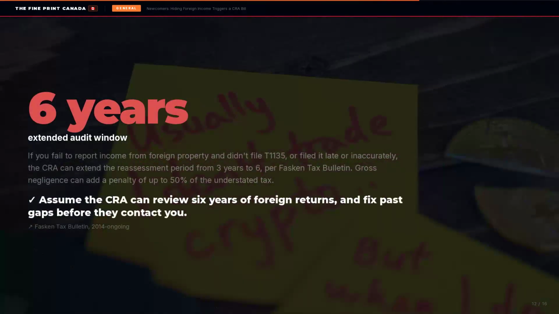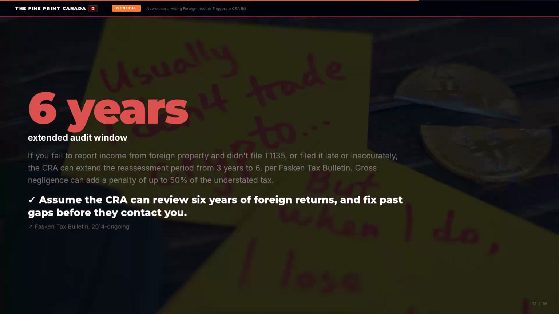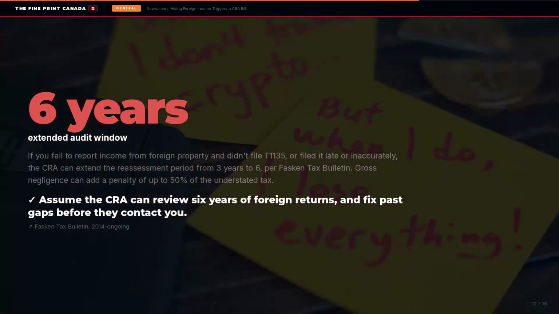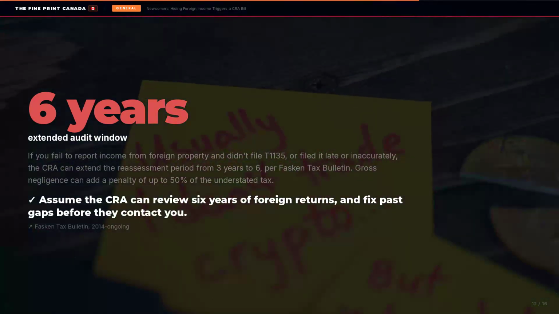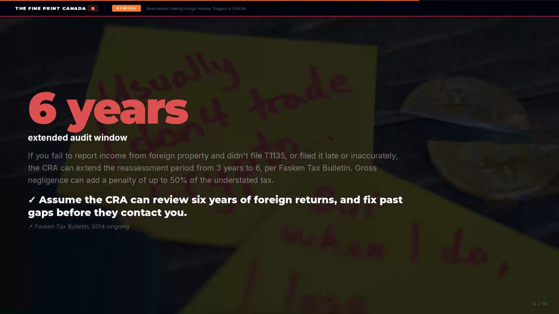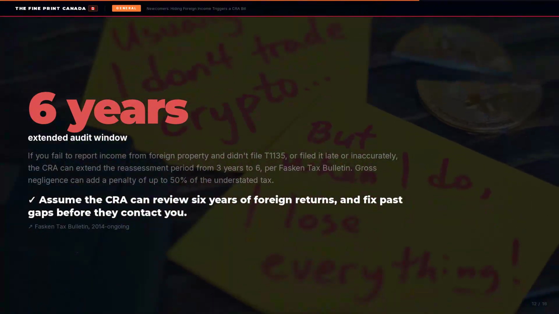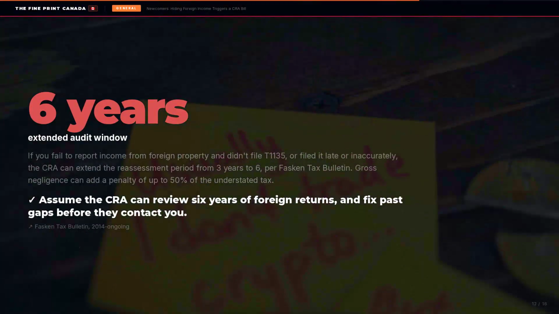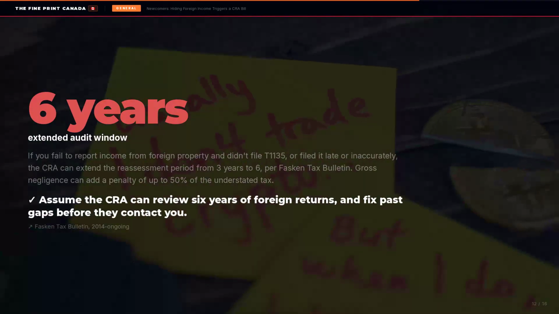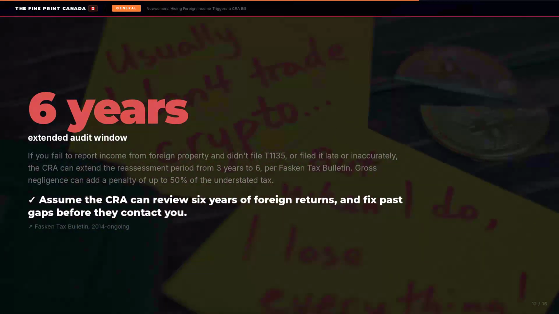The cost of that assumption: when foreign property income is unreported and T1135 was missed, late or wrong, the CRA can extend its reassessment window from 3 years to 6, according to Fasken's tax bulletin. On top of that, if it finds gross negligence, it can add a penalty of up to 50% of the understated tax. The fix is to assume 6 years are on the table and clean up past gaps before the CRA reaches you.